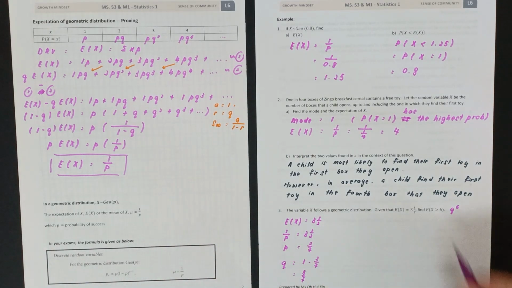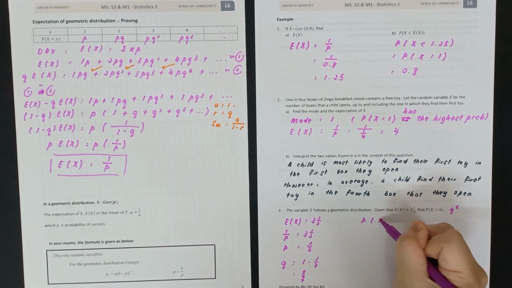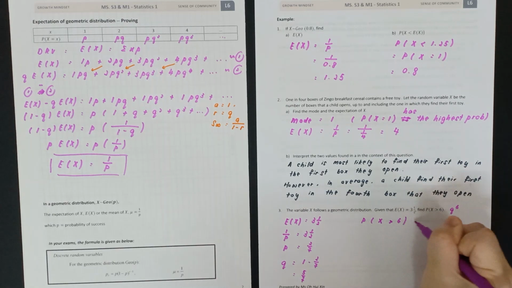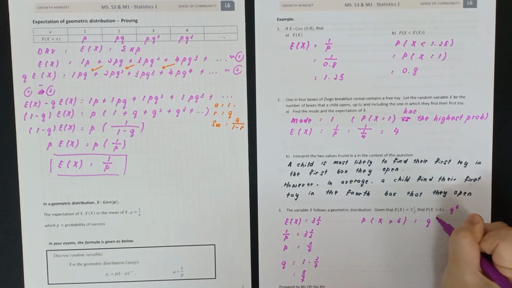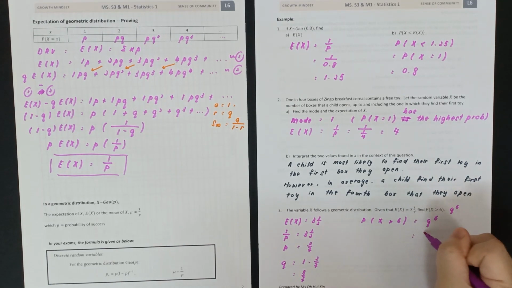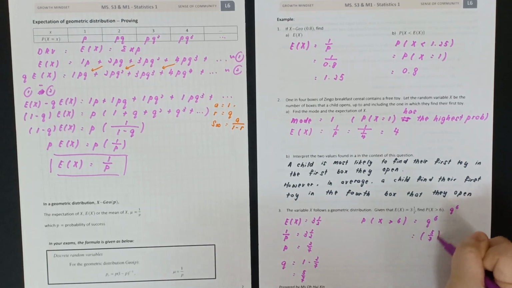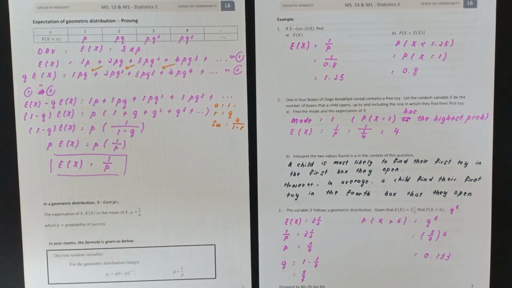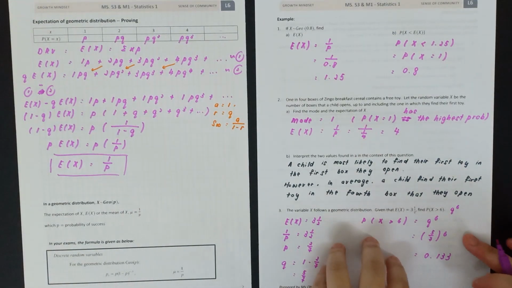Okay, so how do you find that? The probability that the number of trials needed to find your first success is greater than 6 means you have 6 failures. Then it is 5 over 7 to the power of 6, which will give you an answer of 0.133. Okay, it's just about solving the equation. Alright, so let's move on.